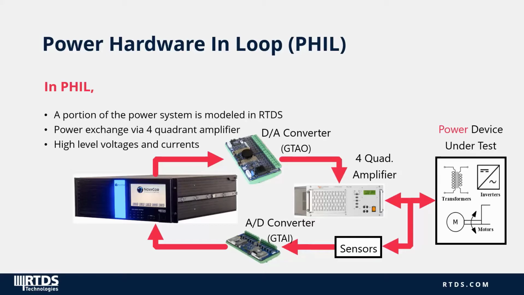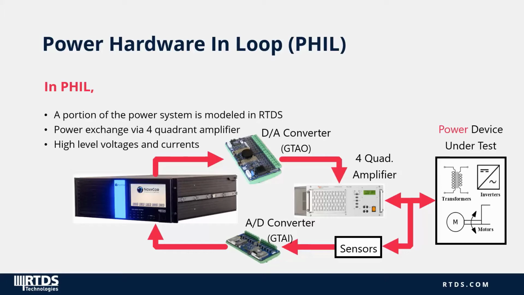Here you can see we might send out a voltage command via the analog output card and feed this voltage command into an amplifier. Now this amplifier is a little bit different than the amplifier I had shown in the previous setup for the control hardware in the loop setup.